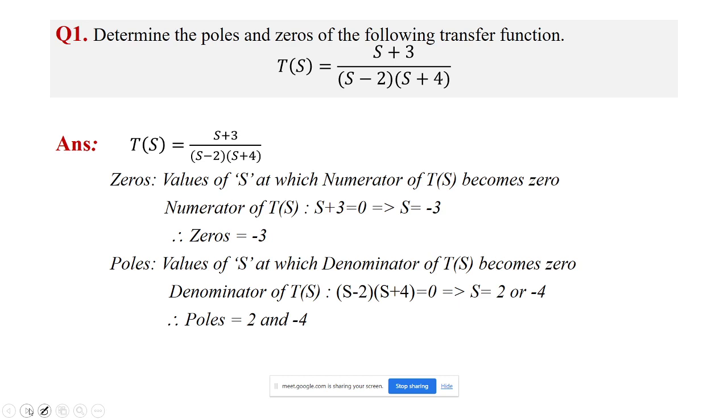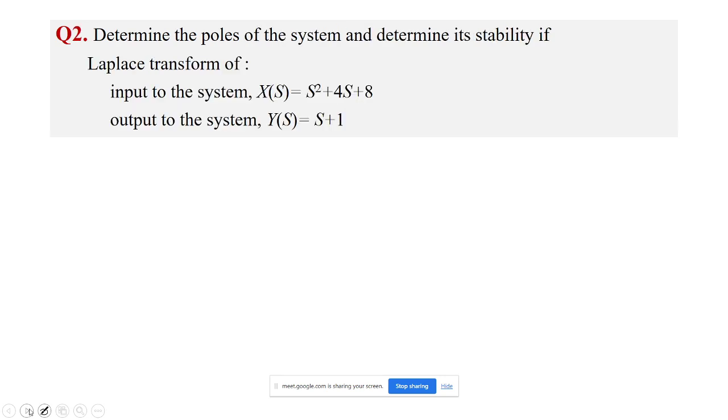So let me come to the second question. It is also a question based on poles and zeros. The question is, determine the poles of a system and determine its stability. So we have to find a system's poles and the stability of the system.